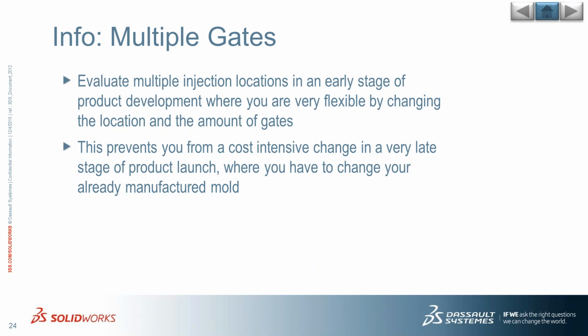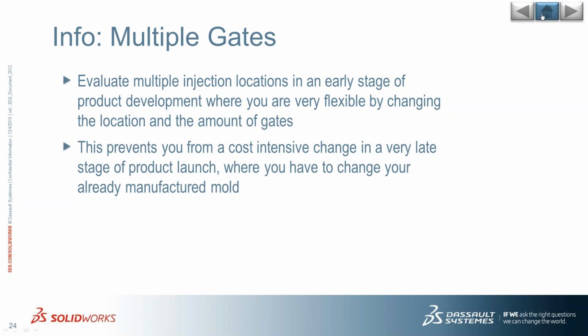So it's not only the location of the gates we are controlling, it's also the percentage of the flow coming from different gates. So you can definitely prevent any failure at the early stage and not go to a very late stage where the product is launched and you have done all your tooling, mold design and everything else, and then you are facing that problem.